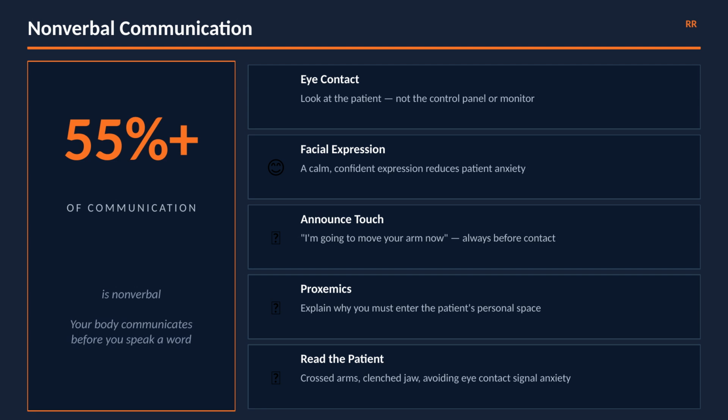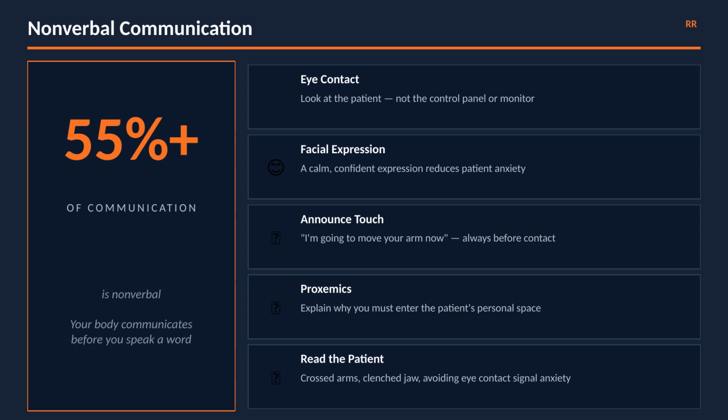Announce touch before contact. "I am going to move your arm now." Always. Every time. Respect proxemics. When you enter a patient's personal space to position them, explain why. "I need to get close to position your chin. Is that okay?"